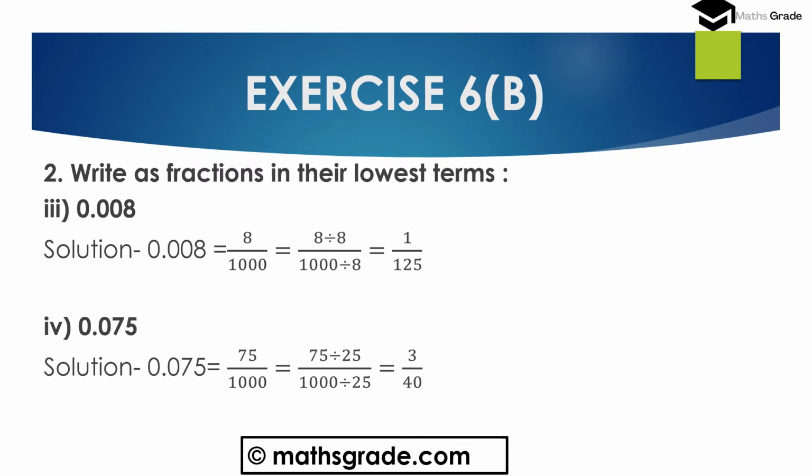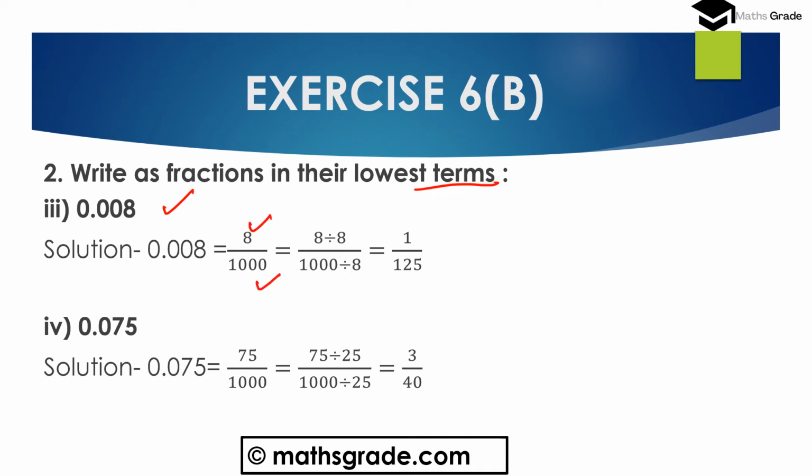Now question number 3, part 0.008. We have to write this decimal 0.008 in the lowest term, in fractional form. So 0.008, here after the decimal point there are 3 digits, so we have to divide 8 by 1000, because 1000 has 3 zeros. So 8 divided by 1000.